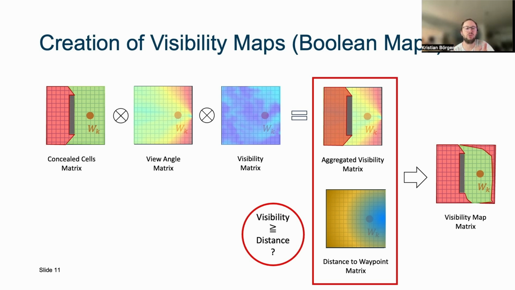At this point, we do not have to compare the visibility values to a randomly chosen performance criterion, but the performance criterion can directly be derived from the distance of each cell relative to the waypoint. So it's quite easy. We just match the aggregated visibility map to a distance matrix, and then we get a visibility map indicating for each cell if the waypoint or the exit sign is visible or not. So this is the basic idea behind the visibility maps.